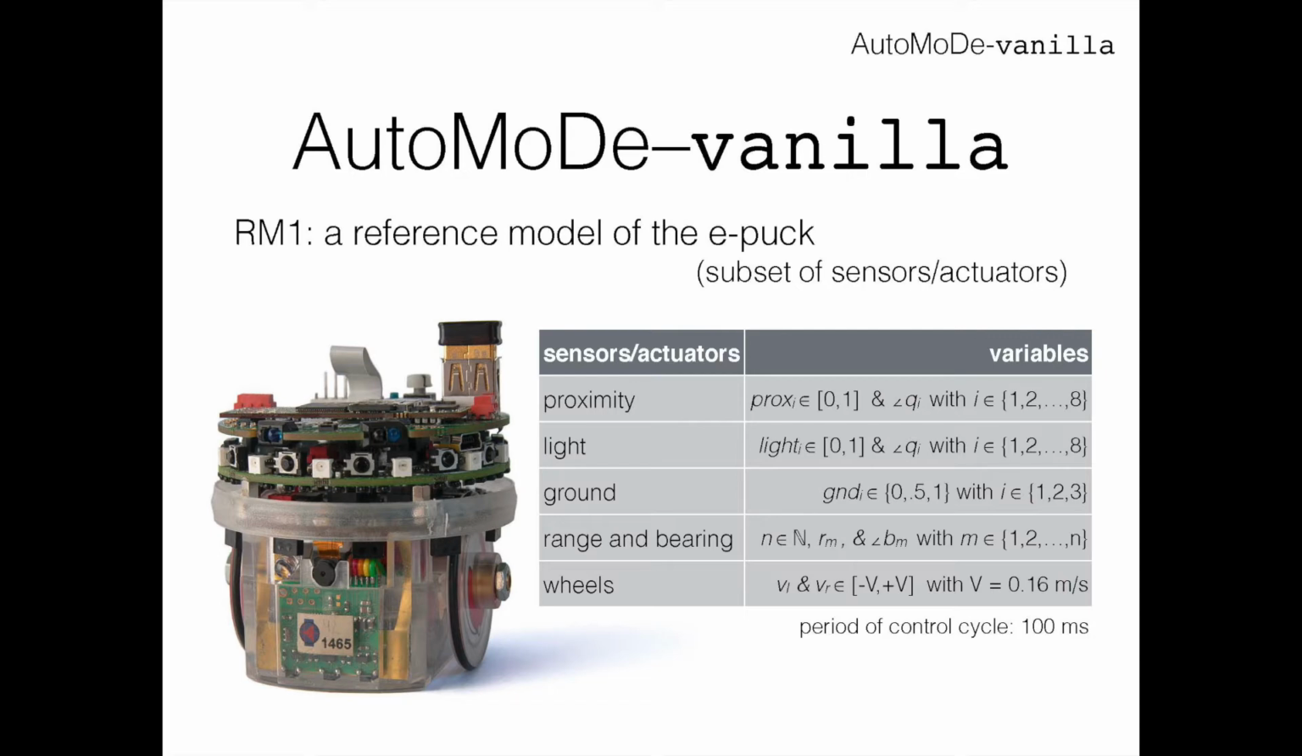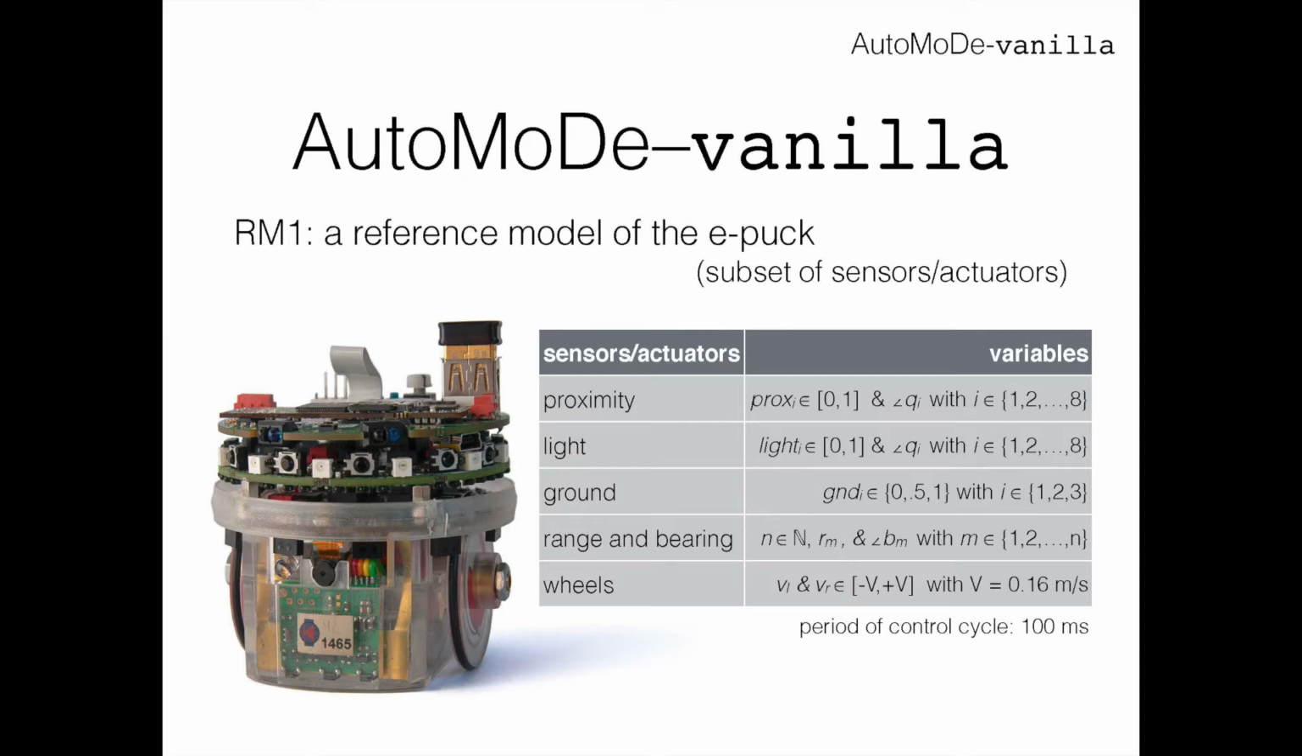First of all, I will describe the robot for which Vanilla was conceived, and I will introduce a formal reference model for the robot. The robot is the e-puck, which is a small wheeled robot with a diameter of about 7 centimeters. And the e-puck has a number of sensors and actuators, and those that I describe in the reference model that we called RM1 are only the sensors and actuators that Vanilla uses.